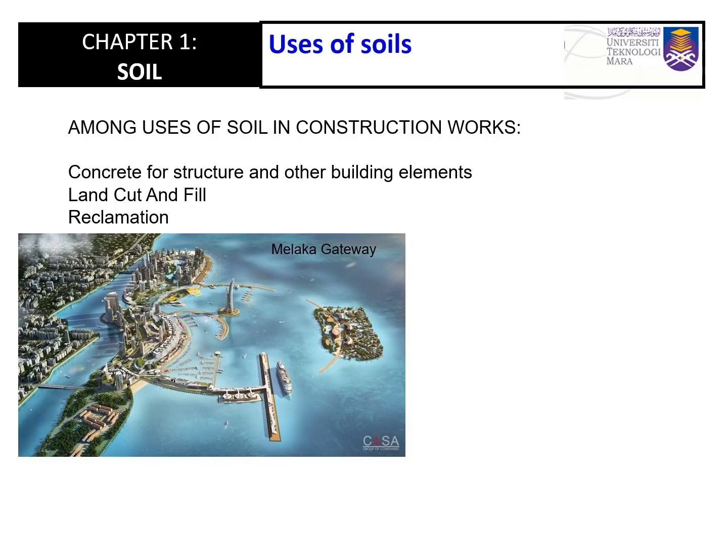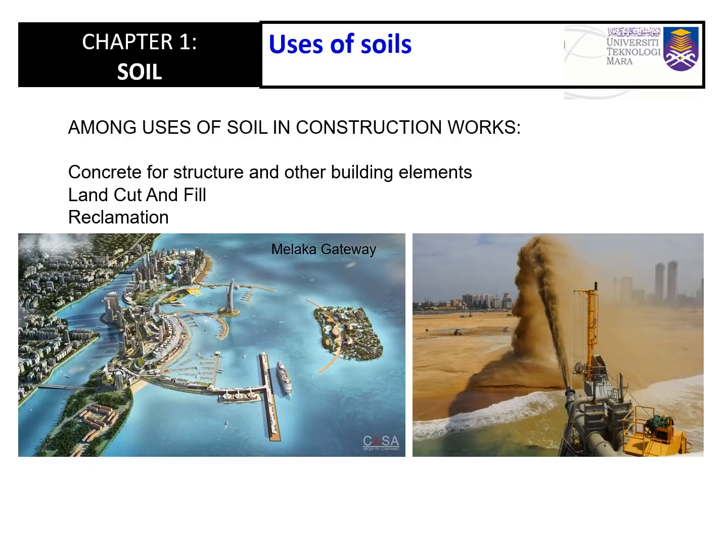So if you can see here, this is how they transport the sand. This is the technique. It is called rainbowing, where it shoots out the sand that they have dredged earlier.